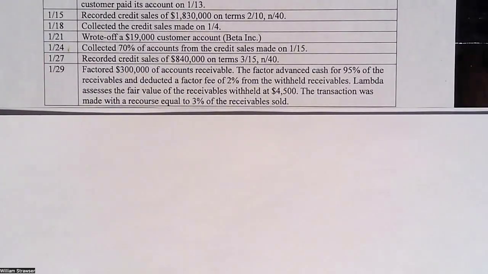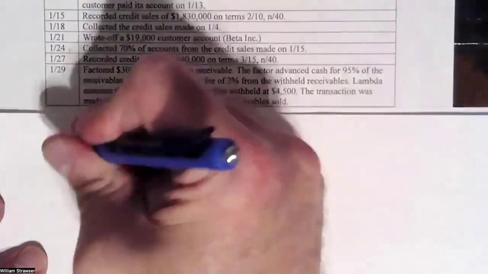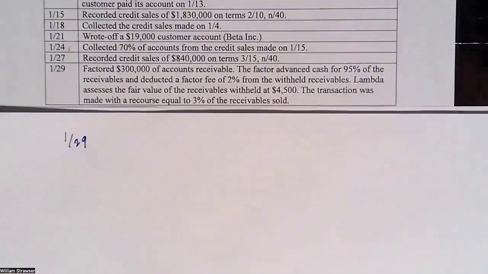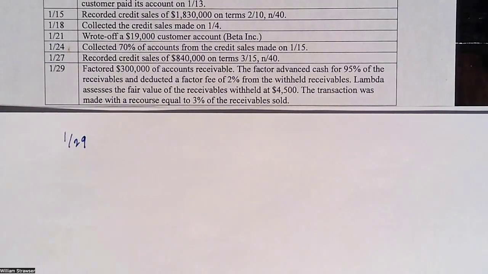All right, so let's talk about this factoring entry. It's the new one. We're financing with our receivables. Remember, the idea here is I'm wanting to sell my receivables because I need the cash now. I can't wait for my customer payment.